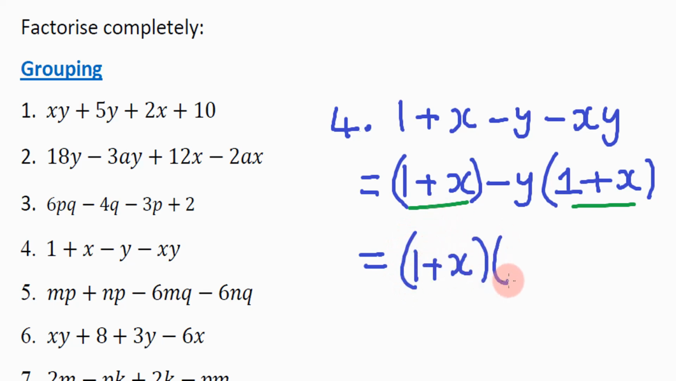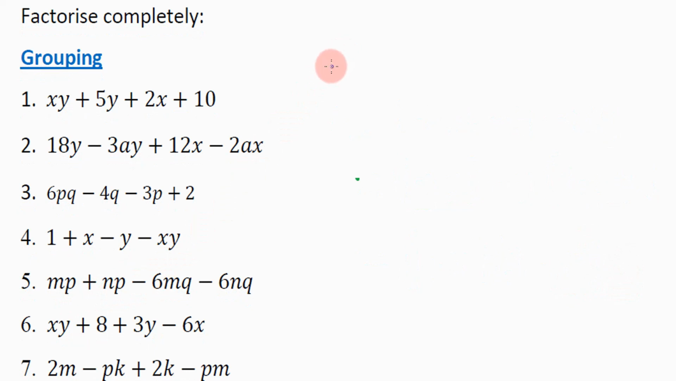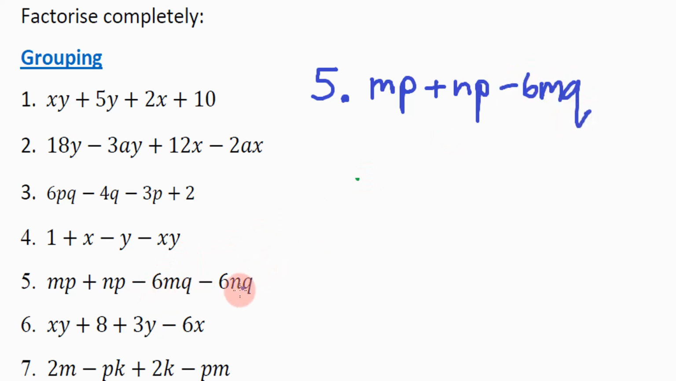Then open new brackets, 1 plus x into 1 plus x once. Then we have the negative, and 1 plus x into 1 plus x here once, and we're left only with y. Let's look at number 5. So we have mp plus np, then minus 6mq, and minus 6nq.